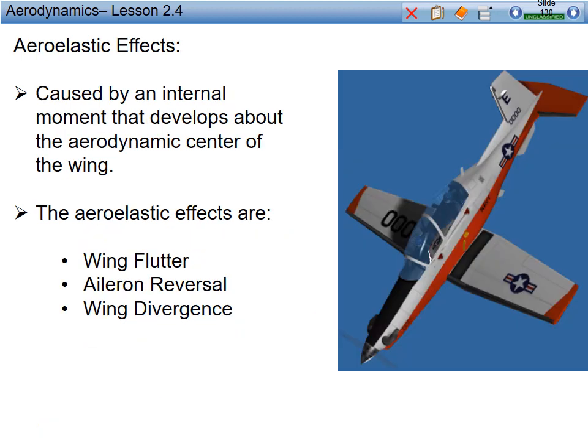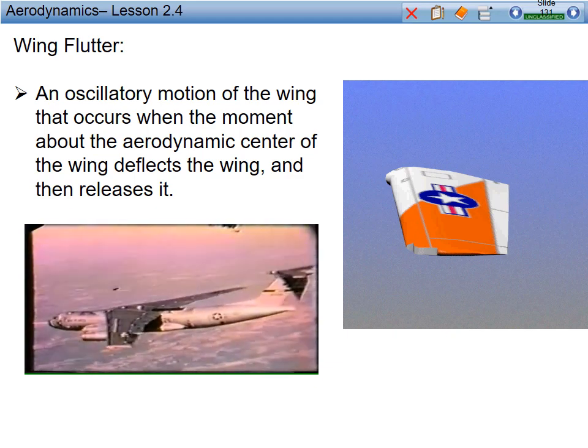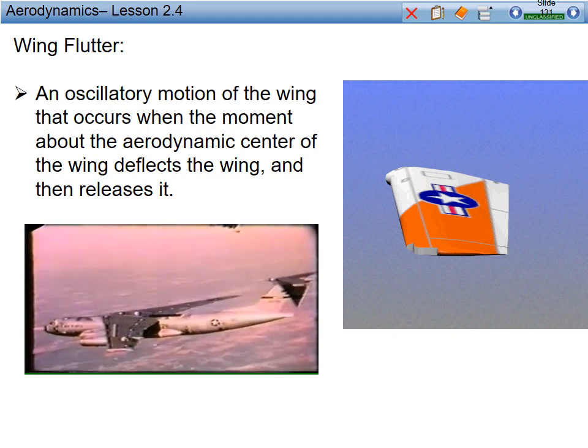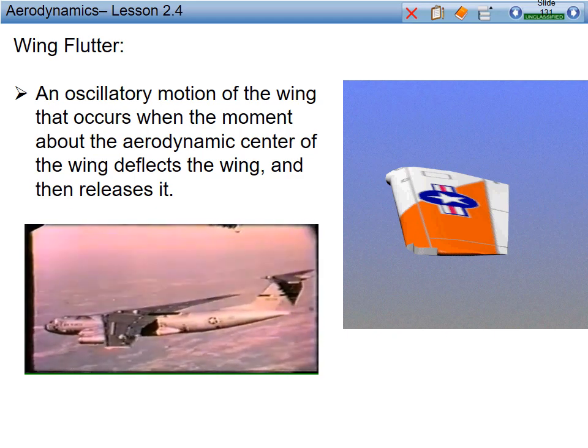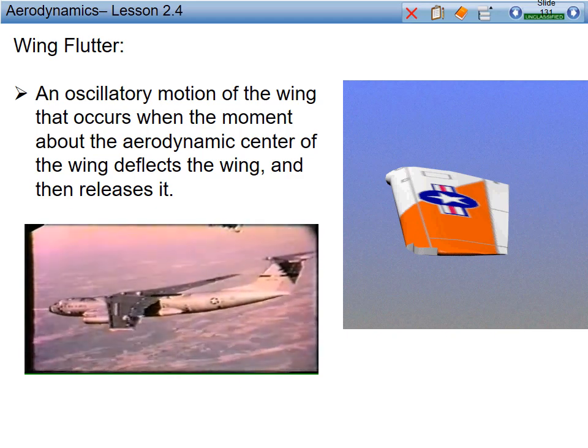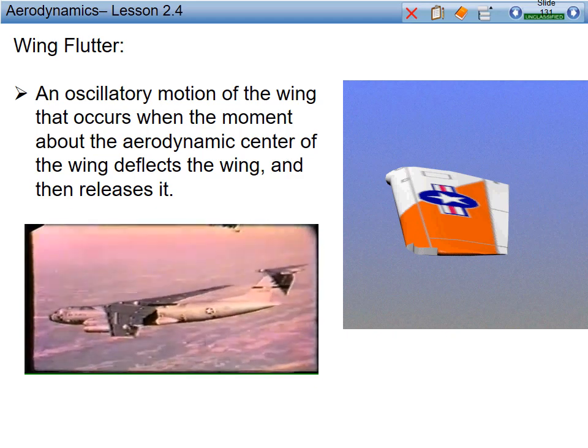Aeroelastic effects. Caused by an internal moment that develops about the aerodynamic center of the wing. Aeroelastic effects are wing flutter, aileron reversal, and wing divergence. Wing flutter is an oscillatory motion of the wing that occurs when the moment about the aerodynamic center of the wing deflects the wing and then releases it. This can be uncomfortable in an actual airplane.